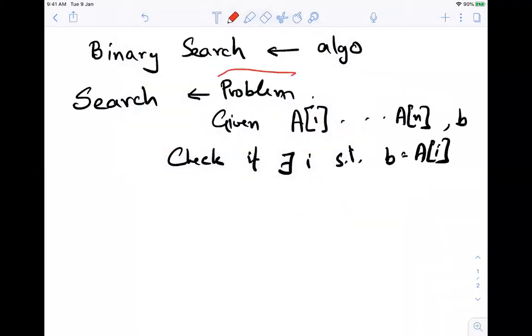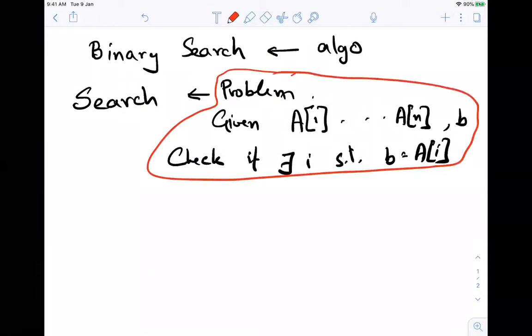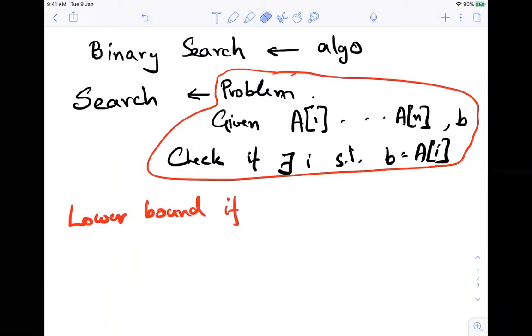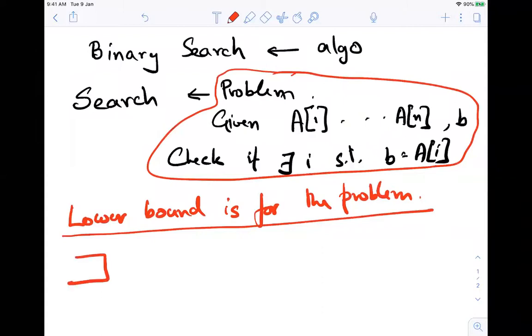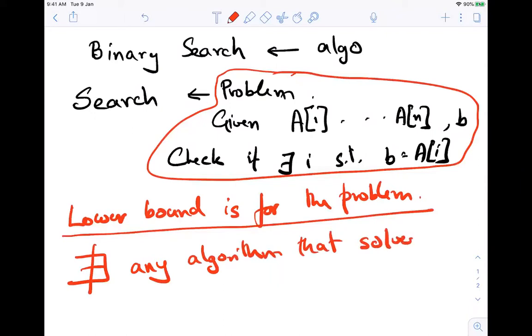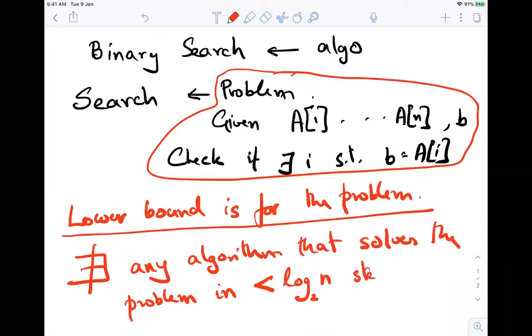When we talk about the lower bound, the lower bound is for the problem. Meaning what we want to prove is that there doesn't exist any algorithm that solves the problem in less than log n steps. So let's put log n base 3 steps.